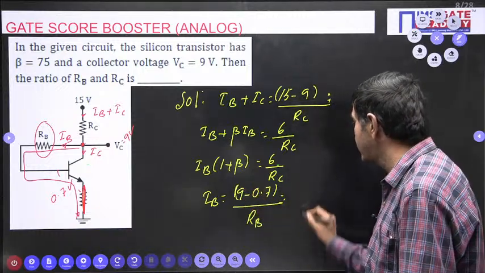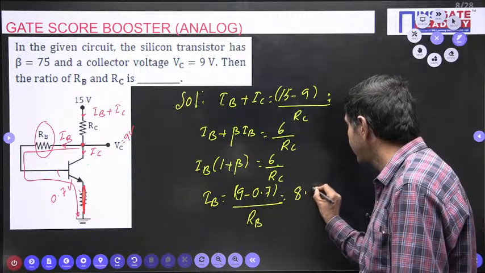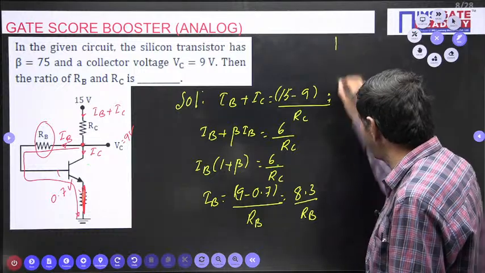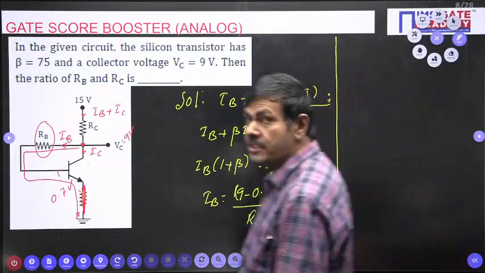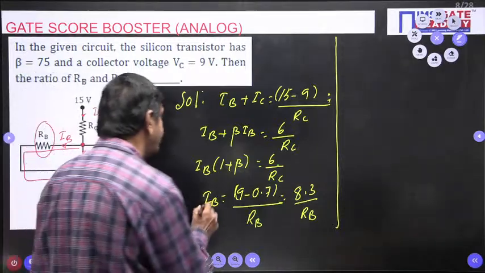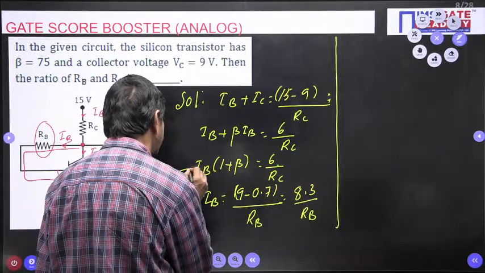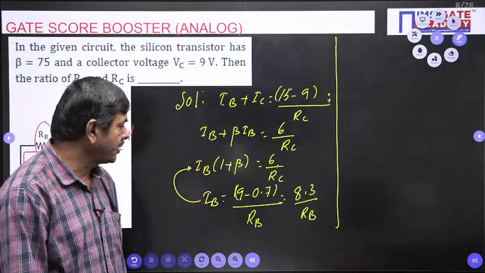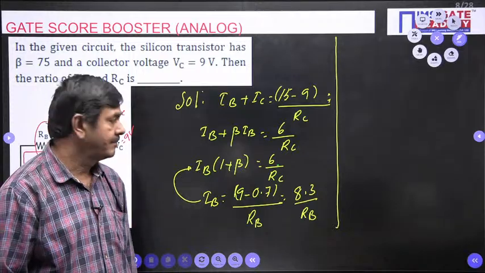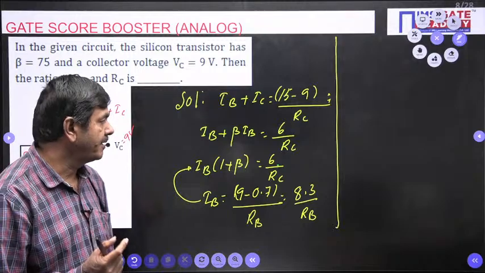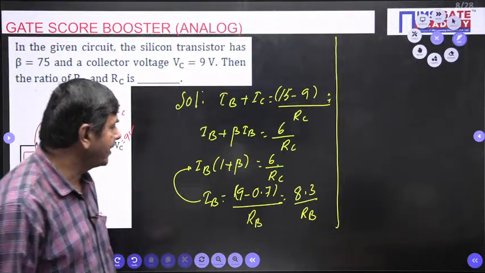9 minus 0.7, 8.3 divided by RB is possible. Yes, that much base current we are getting. Sir, what is the point of finding this IB? I can substitute this IB in which equation? Just in the top equation. There I can get now. If I substitute the IB value, I can get the relation with RB and RC. That equation you will get in terms of RB, RC only. Then the required ratio you can find.